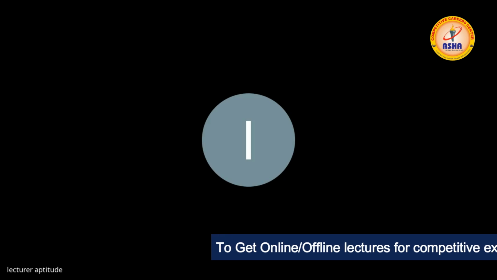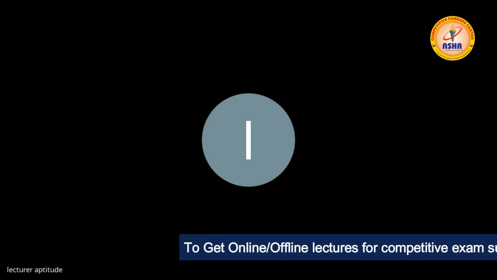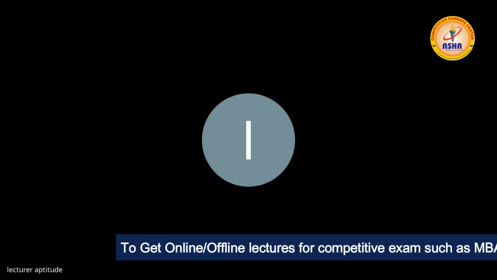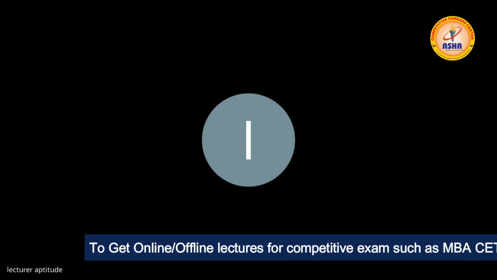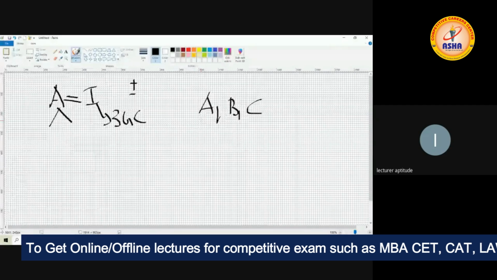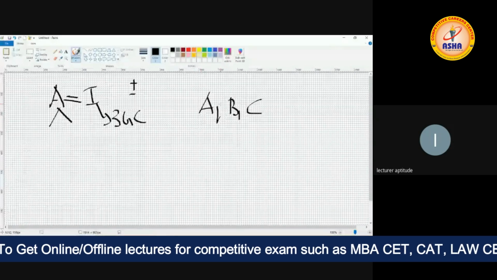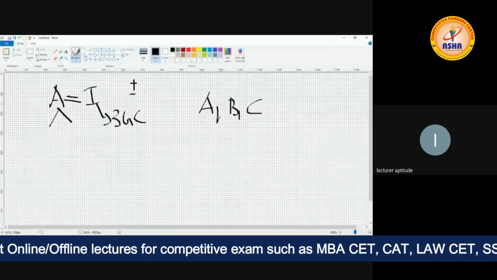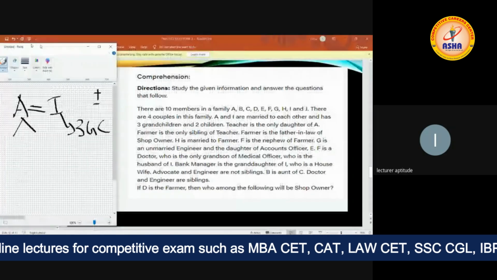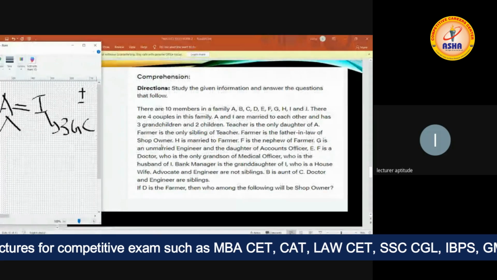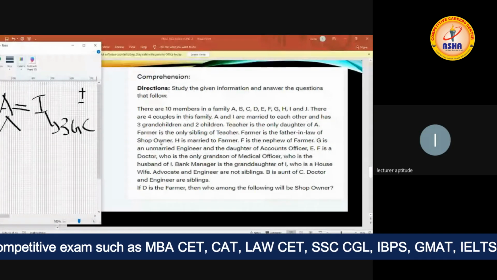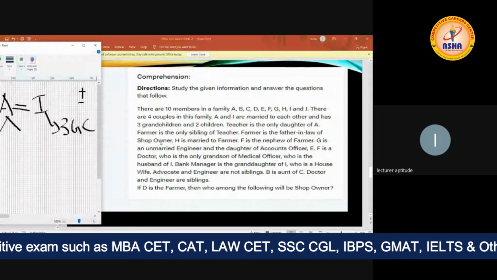What is given is the occupation of the persons. So there are 2 kinds of data given. Their names are given as A, B, and C, and their professions are given. In some data, the names are not given. Like, the first statement says A is married to I. Then in the later part, it says farmer is the father-in-law of shop owner. It is not saying B is the father-in-law of shop owner. They are actually relating it with the occupation.